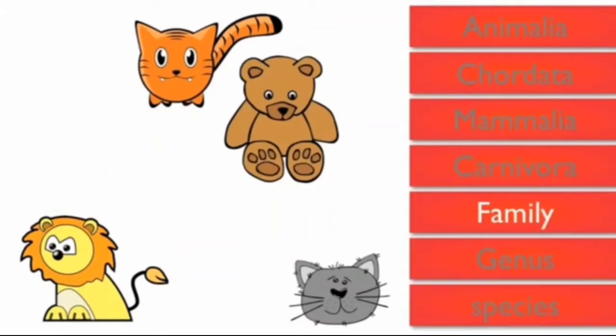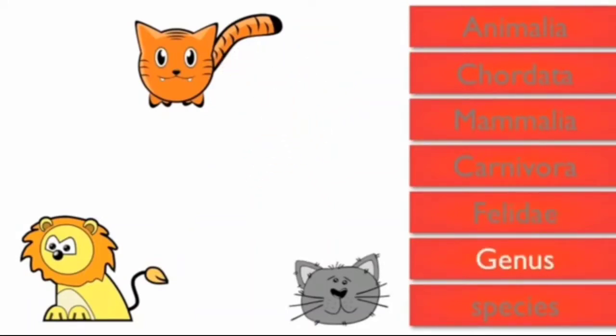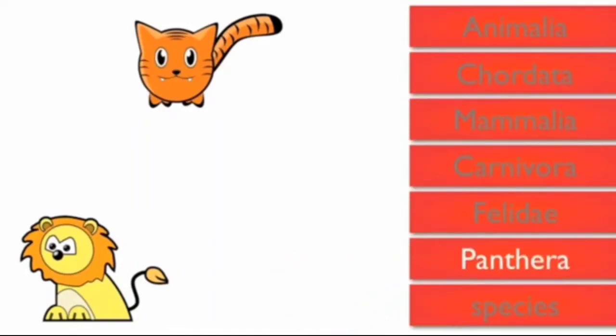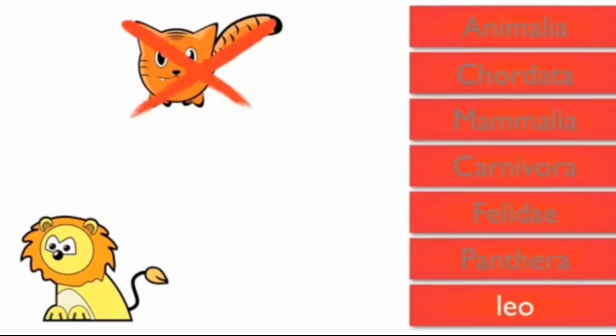The next level is family. The family of lion is Felidae. It means the animal that can roll. So the bear is eliminated. Next level is genus. The genus of lion is Panthera. It means the wild cat, so the home cat is eliminated. And the species of lion is leo. So the tiger is eliminated.